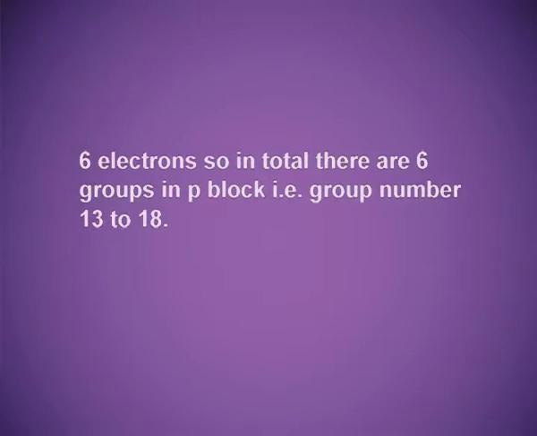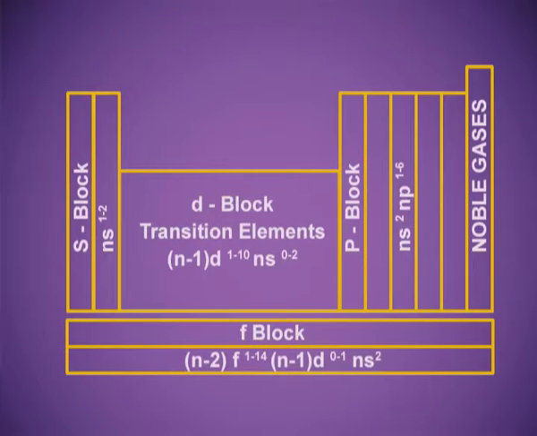and the P orbital can accommodate 6 electrons. So, in total there are 6 groups in the P block, that is from group number 13 to 18. The electronic configuration of the P block elements is ns2 np1 to 6. The S block and the P block together are known as the main block elements or the representative elements.